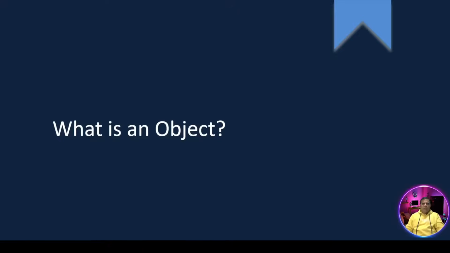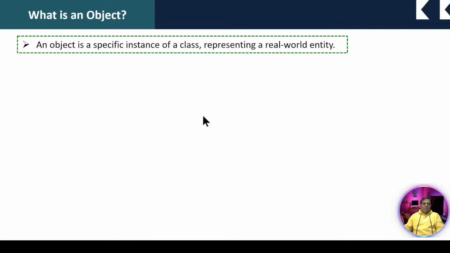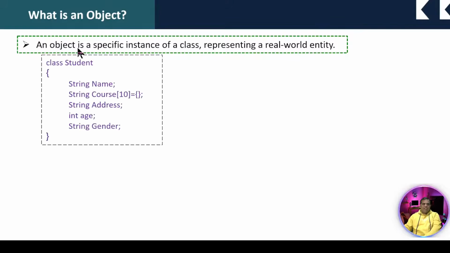So we are going to see what an object is. An object is a specific instance of a class representing a real world entity. The real world entity is the student. This student can have different instances.